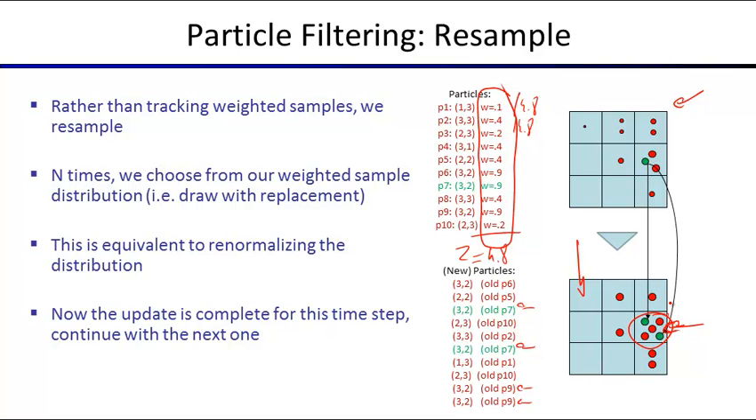So that's the only difference between particle filtering and likelihood weighting, is this resampling step after every observation. And it's a way of reallocating your computational cycles to the parts of the space where there's more probability weight. Any questions about this? Yes?